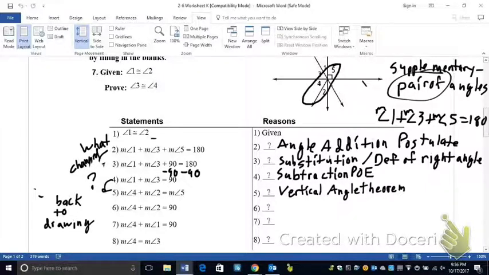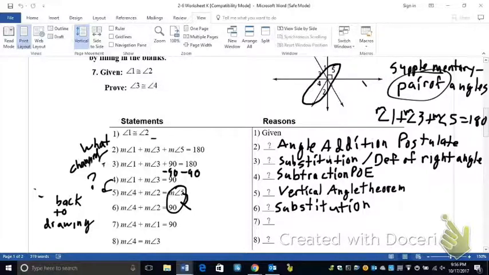So we want to use the vertical angle theorem. But frankly, technically, you'd also want to say the angle addition postulate as well. So we're just going to stick with the vertical angle theorem. There you go. So now we can see from 5 to 6. Again, we're switching out 5 with 90. Now on this one, since we've already had the discussion about whether or not 5 is a right angle, we can just write substitution. Okay.